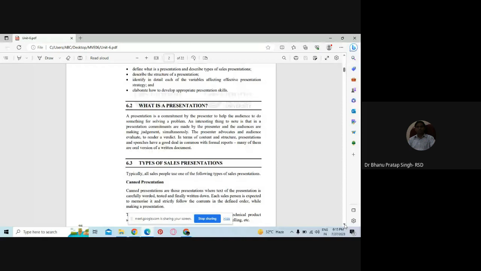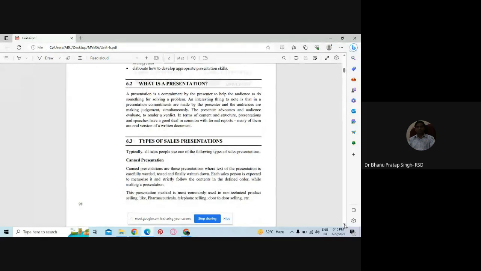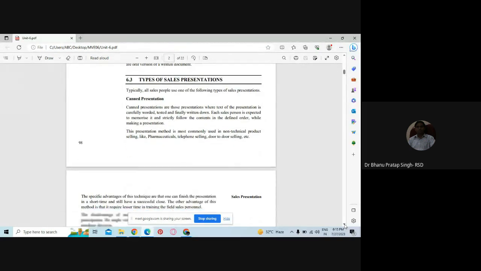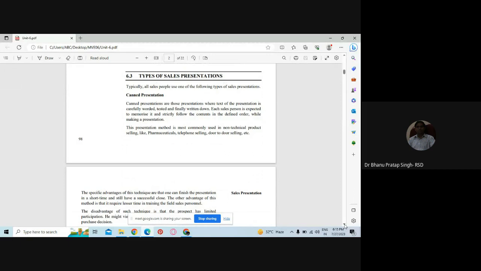Each salesperson is expected to memorize it and strictly follow the content in the defined order while making a presentation, that is canned presentation. This presentation is most commonly used in non-technical product selling like pharmaceuticals, telephones, and door-to-door selling, that is personal selling, etc. Means canned presentation is used mostly in personal selling.